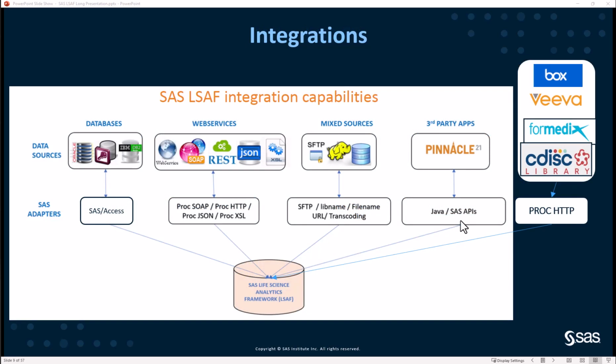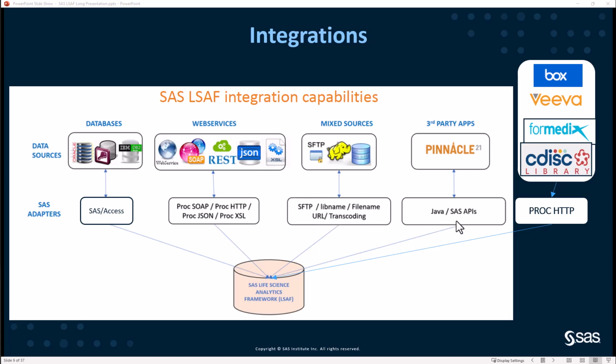Since you store all the data inside the platform, behind LSAF is nothing but our age-old trusted SAS 9 server. It comes with SAS/ACCESS engines, so you can connect to any data sources or databases for your needs, for example Oracle or Snowflake. If you have REST API-based databases or web service-based databases, then you can use your PROC HTTP, PROC SOAP, PROC JSON, PROC XSL. For server-to-server transfers, people have used LIBNAME, FILENAME, SFTP, URL transcoding, so you can do all of those via coding.